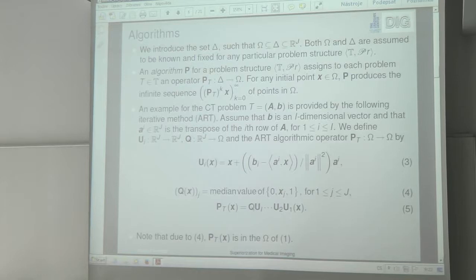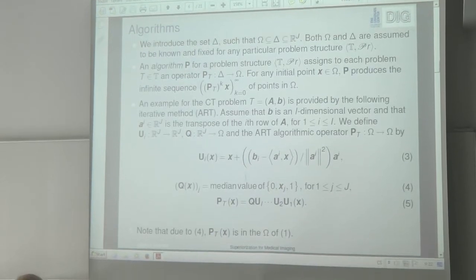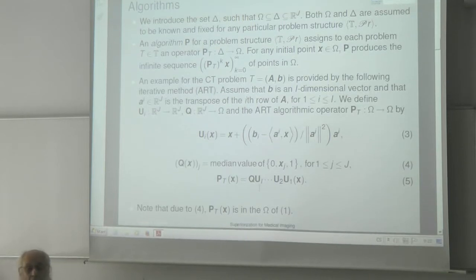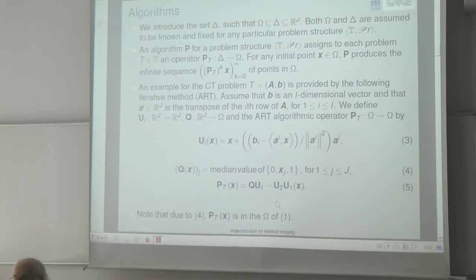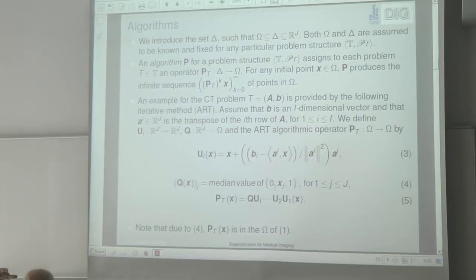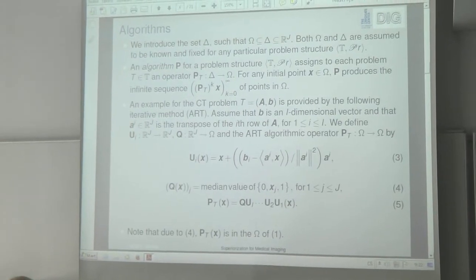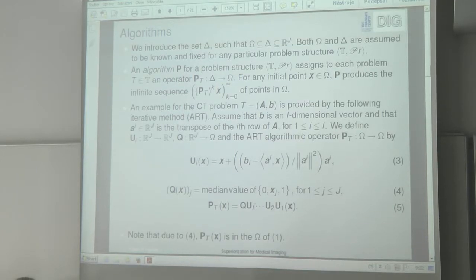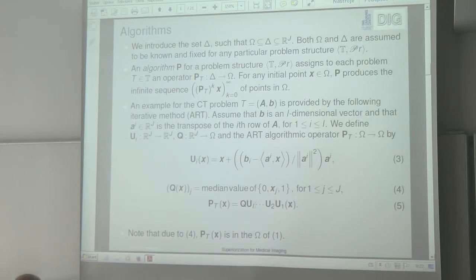And then when you're done, you may not have the result in omega, in the domain. So Q brings it into the domain. It sets every value less than 0 to 0, every value greater than 1 to 1. Therefore, once you apply Q, you have a vector in omega. And so if you start in omega and you keep applying this, you stay in omega.